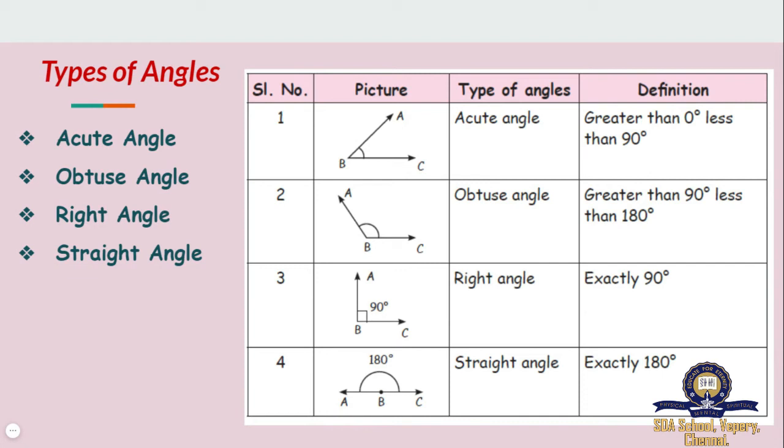And the numbers less than 90 degree, that is from 1 degree to 89 degree, it is acute angle. And the number greater than 90 degree and less than 180 degree, that is 91 till 179, you will say obtuse angle. Okay. Shall we move on to the next?